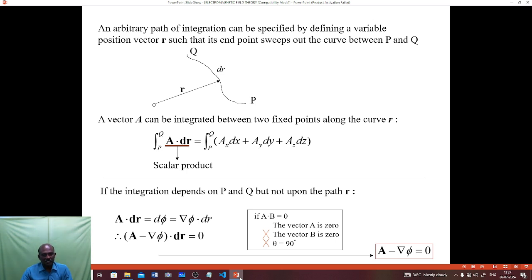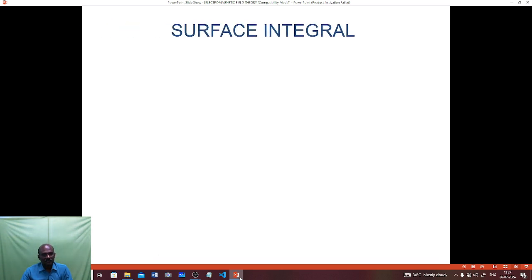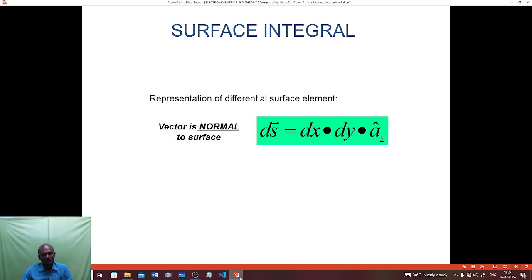The scalar product, surface integral. The surface integral is a two-dimensional integral. Differential surface element: the vector is normal to the surface. So ds is equal to dx dy, and the unit vector perpendicular to both dx and dy, that is az.